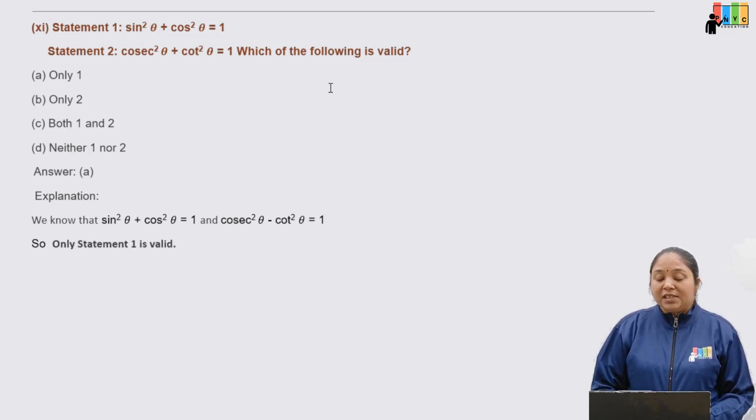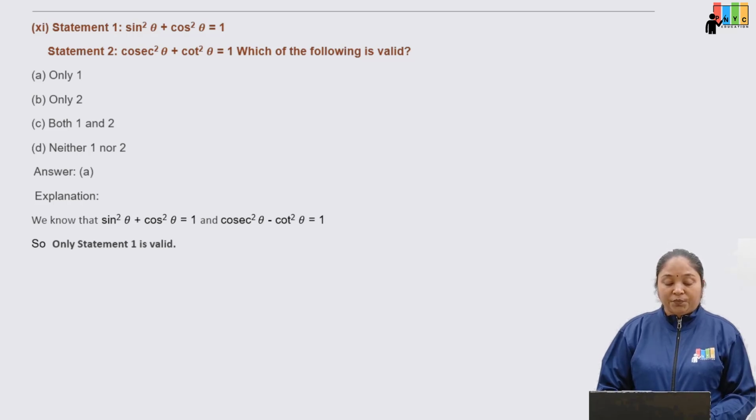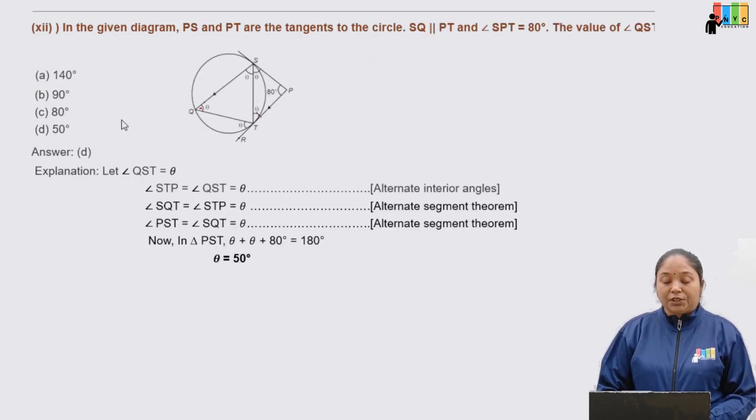So which one is valid? Only one. That means the first statement is valid. That is, sin square theta plus cos square theta is equal to 1 is the valid statement. Correct option is option number A. 12th question.